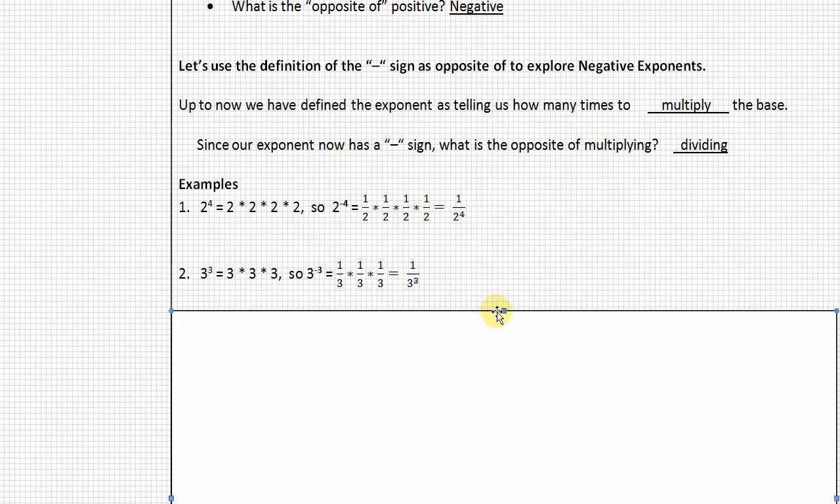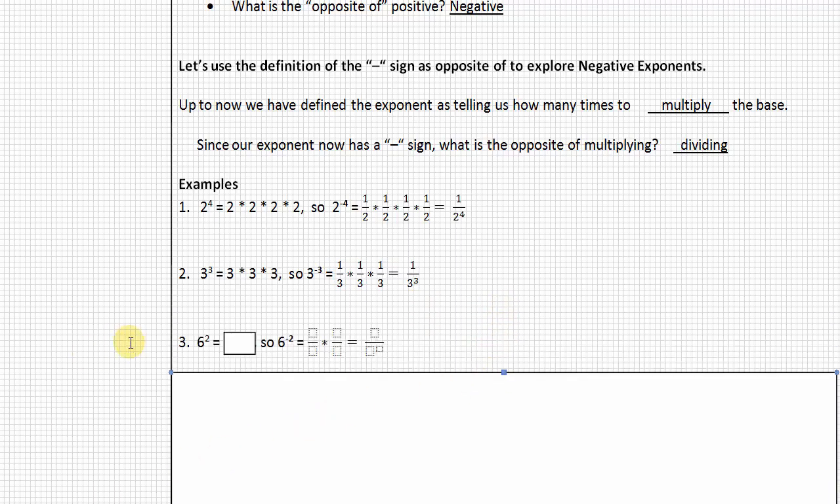You're starting to get the hang of it? Let's try another one. Go ahead, pause the video here, and see if you can start with first what is 6 to the second power, and then use that to help you figure out what is 6 to the negative second power. So pause the video, do your work, and then resume the video to compare your work with mine.